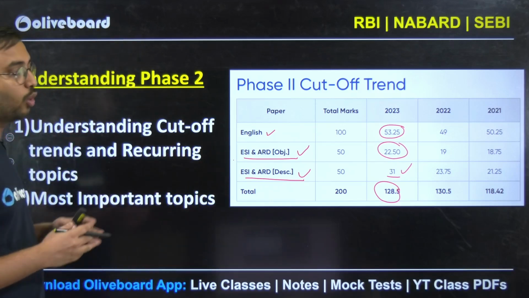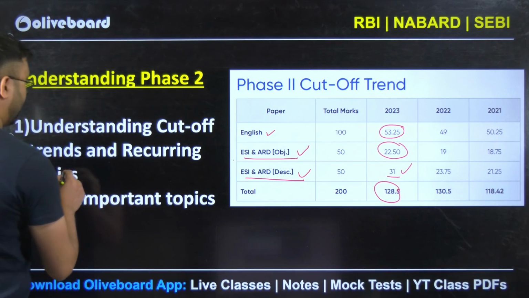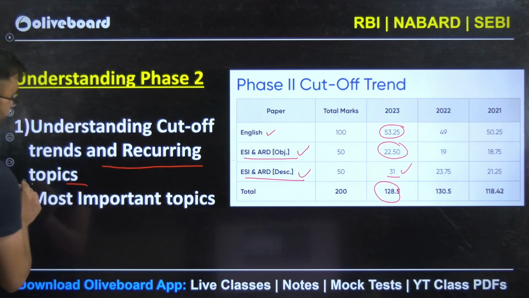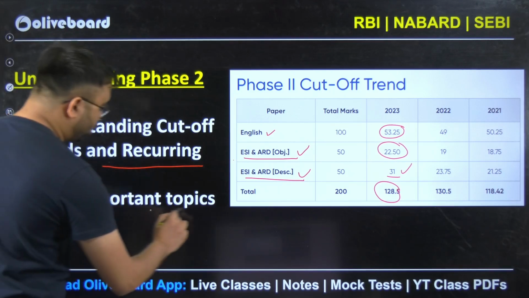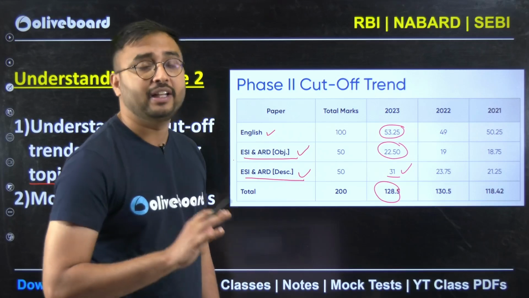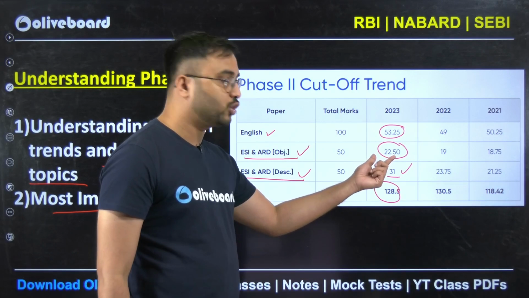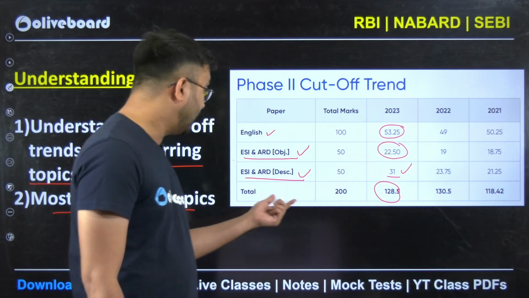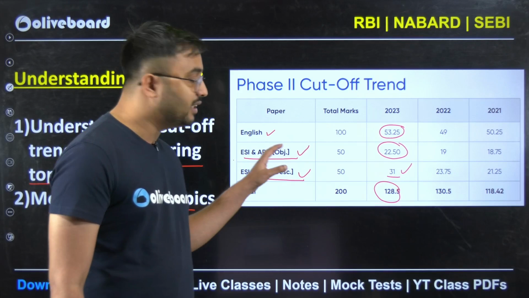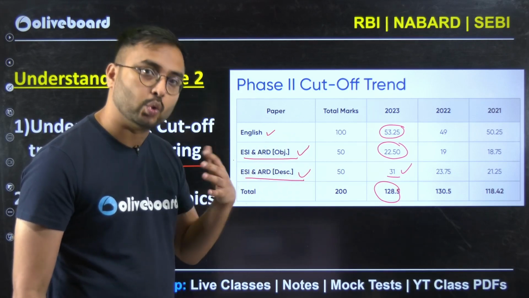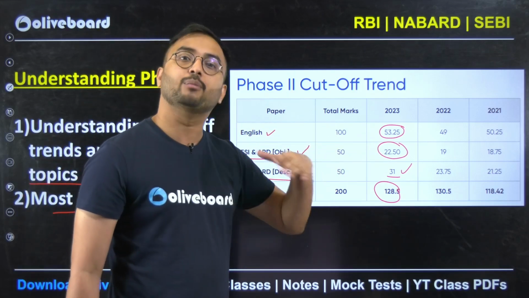From the cutoff analysis and the trend, the takeaways are, first, to understand that there are certain recurring topics which you should prepare for. Second, the most important topics in each of these sections should never be missed. The cutoff for the objective part is almost close to 50%. In the descriptive part, it is even more than 60%. So it shows the descriptive answer writing part is very scoring. The English descriptive part is also very scoring. Out of 100, it's 53, again more than 50%.